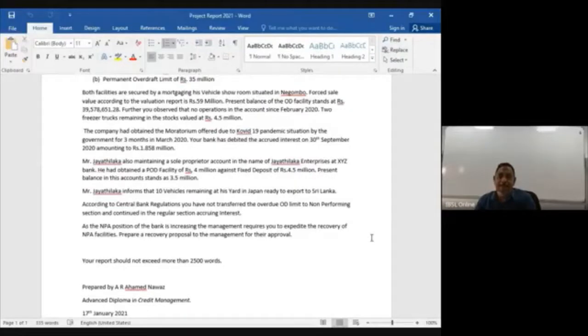When the moratorium period is over, when the central bank instructions are going to end, then if you have transferred to NPA, what is the impact of that? Then finally, what is your proposal for recovery? We discussed a number of options available for a banker, the recovery options. So what option and what alternative? The fundamentals we had discussed, can you remember?